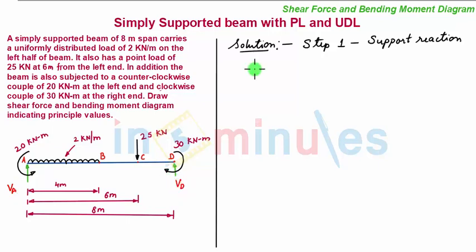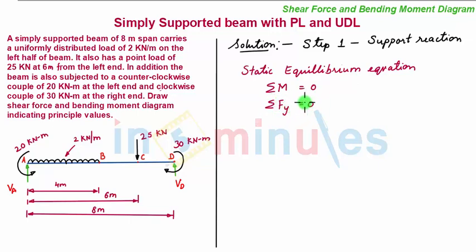So we make use of 2 static equilibrium equations. First is summation of moment about any point equal to 0. Second, summation of all vertical forces is equal to 0. We first take the summation of all the moments about point A equal to 0. Now from point A we calculate all the moments about this point. Our sign convention is clockwise couple positive and anti-clockwise couple negative. At point A we have the anti-clockwise couple of 20 kN, so this is minus 20 kN.